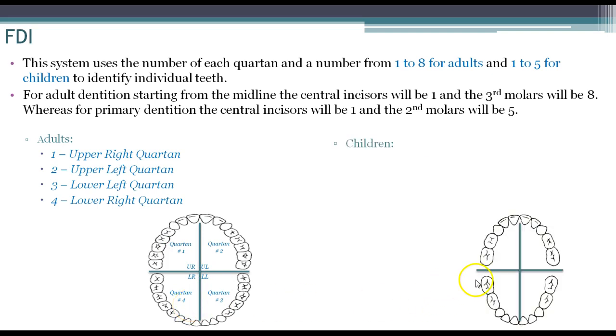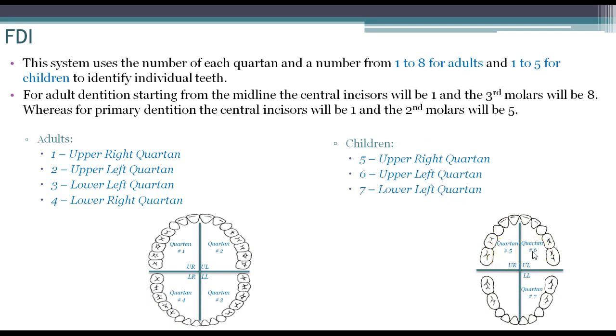For children, it's going to be 5, continuing from the adults. So the upper right will be 5, the upper left will be 6, the lower left will be 7, and then the lower right will be 8. So we have quadrants 1 through 8.